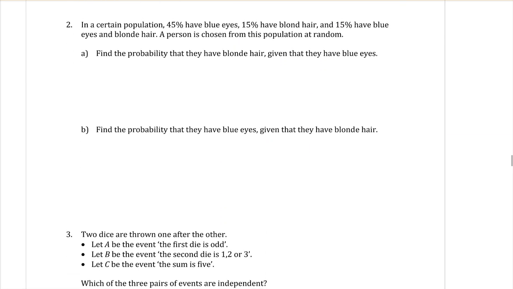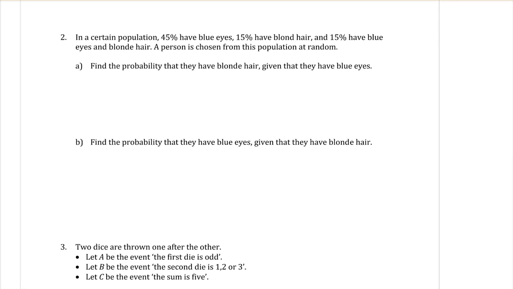Question 2. In a certain population, there is 45% of people that have blue eyes. So I'm going to write above here, population of blue, meaning for blue eyes. I'm going to write it as a decimal, would be 0.45. Okay, so that's this first bit of information. Then we have a 15% chance of blonde hair. So probability of blonde hair is going to be 0.15. And 15% have blue eyes and blonde hair. So that would be probability of blue and, meaning that little symbol there, blue and blonde is going to be equal to 0.15.